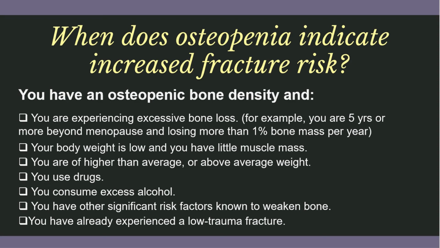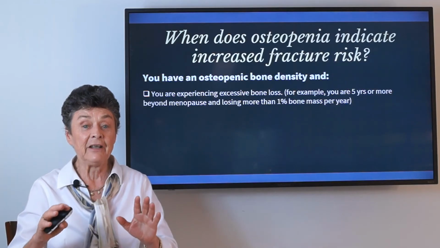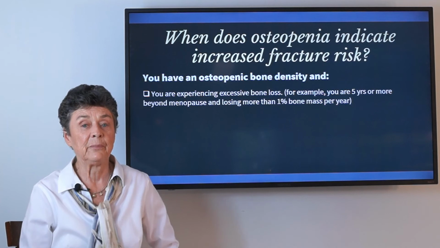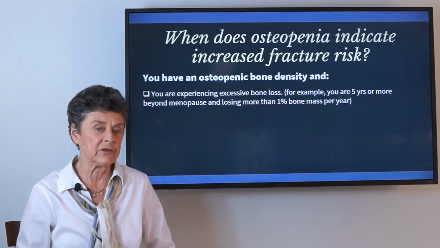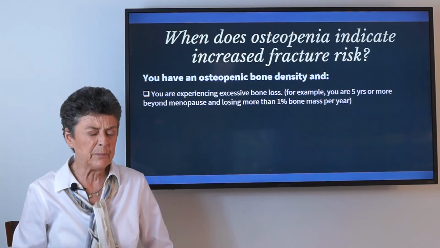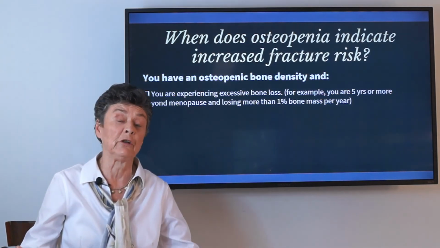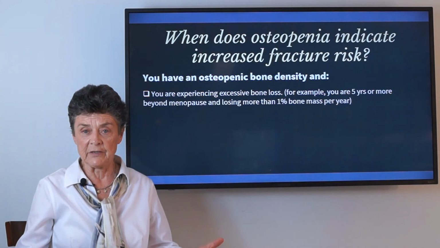for example, if you're 5 years beyond menopause, well beyond that period when you rapidly lose bone, your bone loss should quiet down to 1/2 or 1% a year. But if you say, I'm losing more than 1%, I'm losing 2%, I'm losing more bone than I should, then it's very important to pay attention to that osteopenic bone density. So get out your little checklist. If you have osteopenia and you're experiencing excessive bone loss, now the only way you're going to know this is by your bone density test.